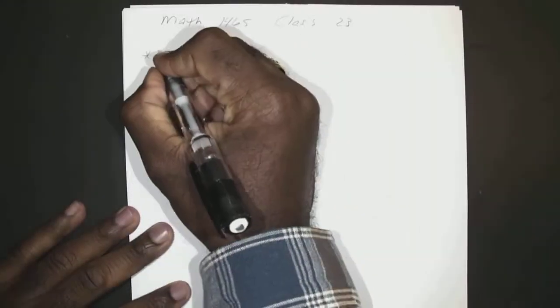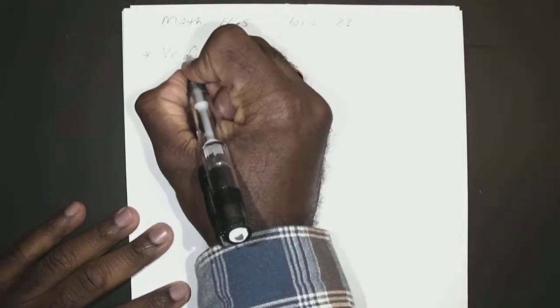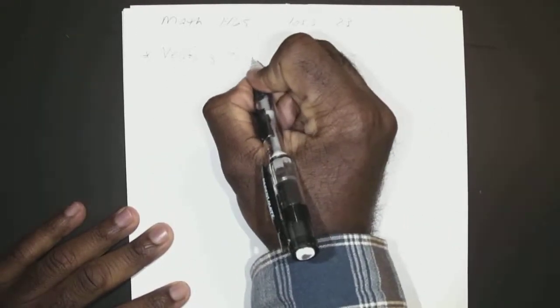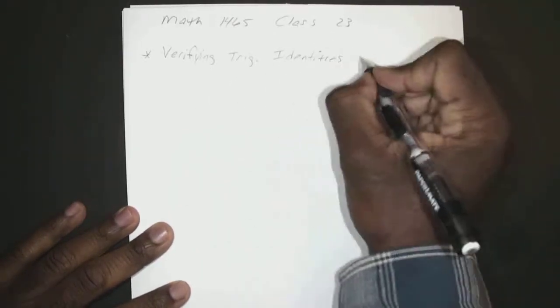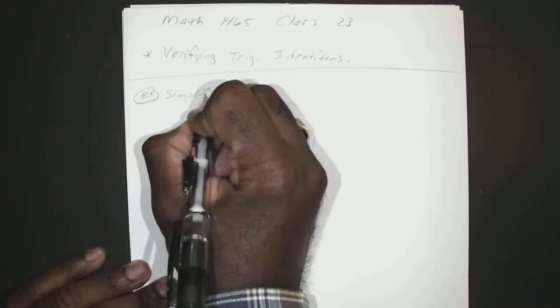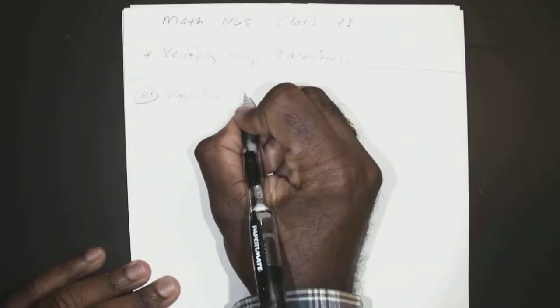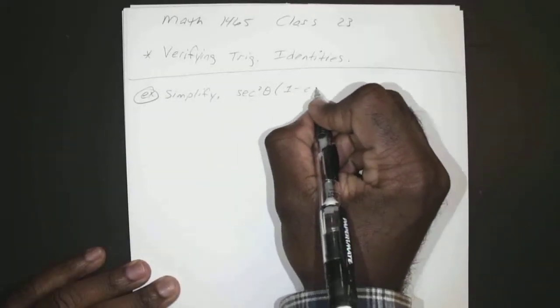Okay, so today we're going to look at verifying trig identities. Let's say, for example, we had to simplify secant squared theta times 1 minus cosine squared of theta.